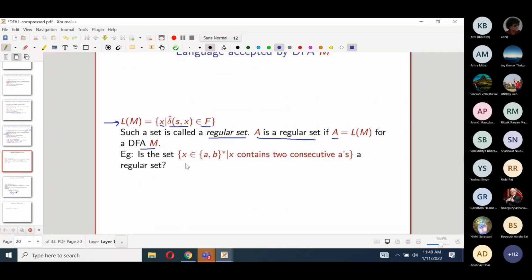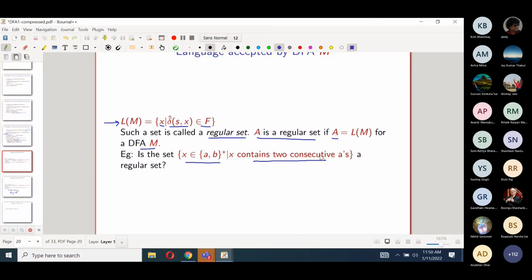So let's look at another example. Let's look at the set of strings X where each symbol is coming from the set {A, B}. So X is from {A, B} star, and the additional property is that X contains 2 consecutive A's. So is this set a regular set? No, ma'am. Why? Because we need not have 2 consecutive, means we can have some B's in between 2 A's.